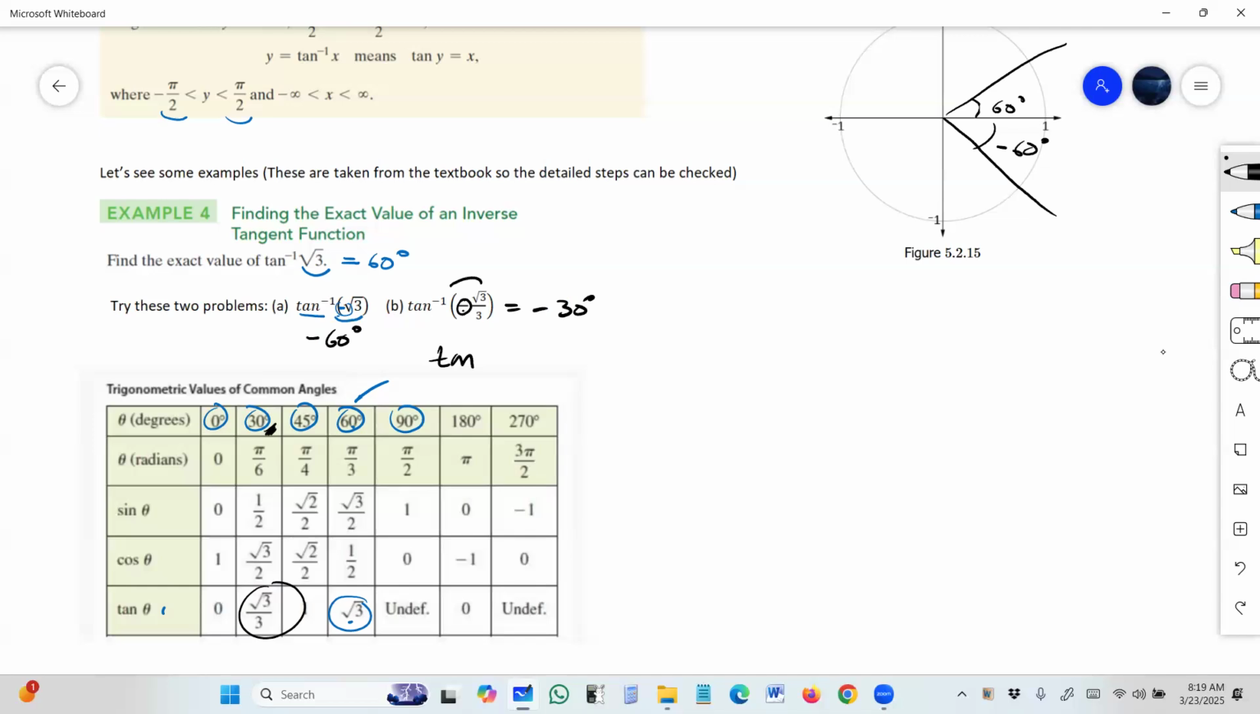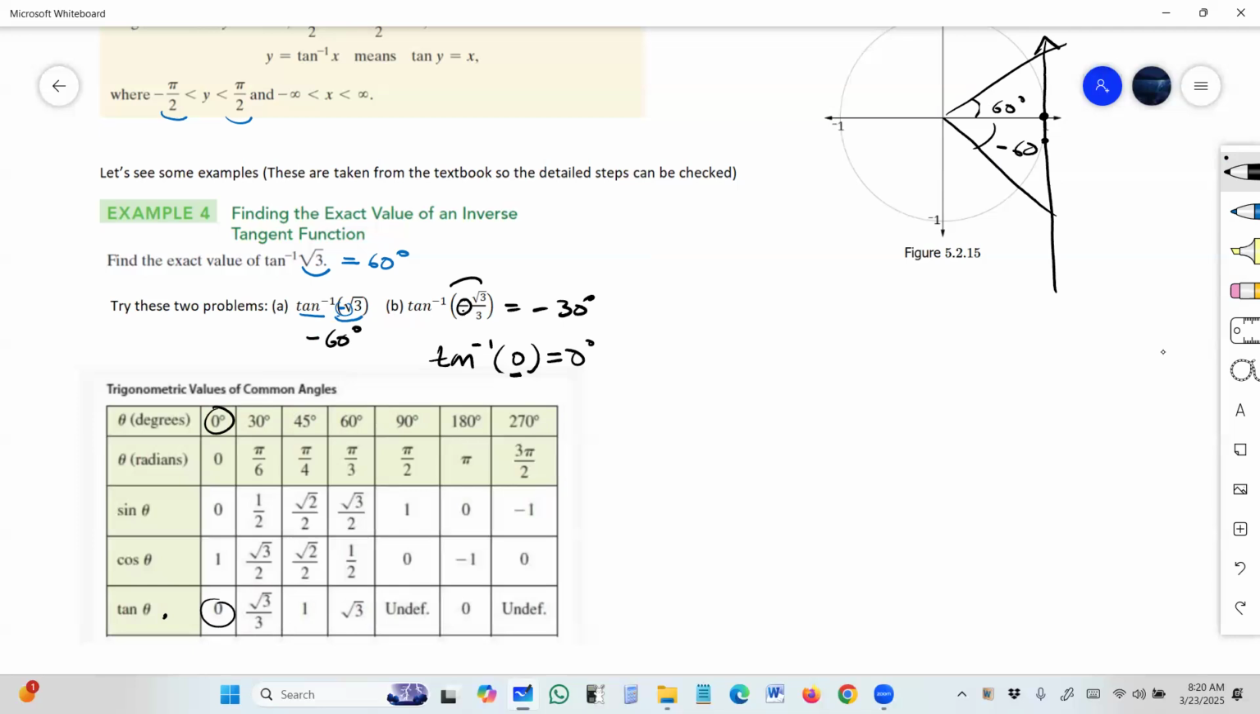Now try this one. See if you're able to do this. Tangent inverse of 0. So what would we do? Okay. You go to the table where tangent is, see if you find one of the known values, and pick the angle. And sure enough, at 0, so remember the axis for tangent is this one right here. So at this location, tangent is 0, just like the y coordinate is 0. So we picked the value.